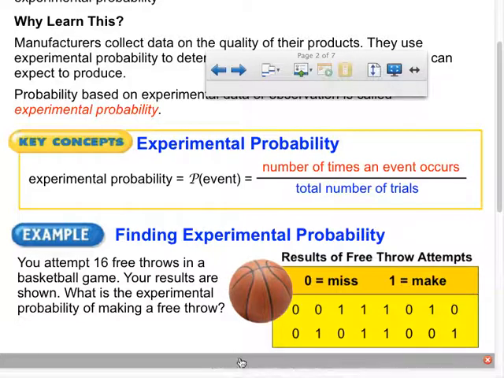So let's take a look at this table, or I guess I'm gonna call this a legend. 0 represents a what? A missed free throw. 1 represents a what? A free throw that you made. So I need you to calculate the experimental probability. Take out your paper and copy some notes down. And it's not going to be until summer that you're going to wish you had those notes.